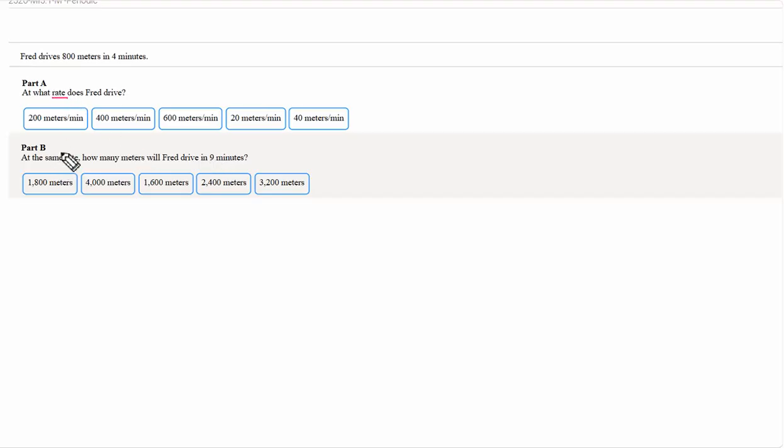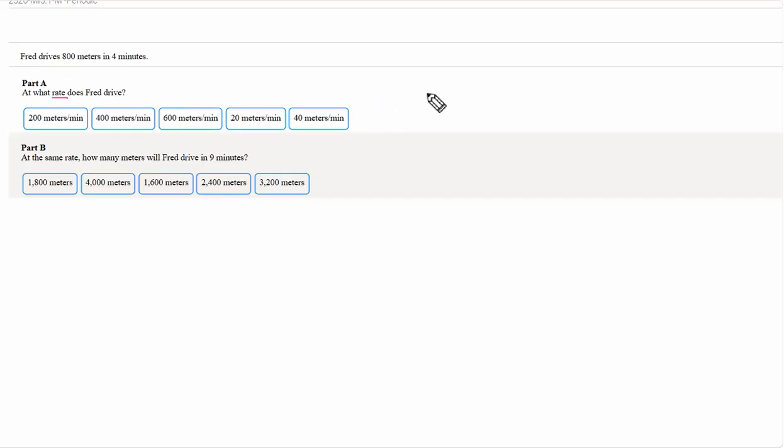Now what do we know about rate? Rate tells us how much Fred is driving per minute. So it means you're going from a larger number to a smaller number. Instantly in your head it should go off, okay, they're talking about division. That's where your mind should go at this level in grade 6, when I'm talking about rate in this question.